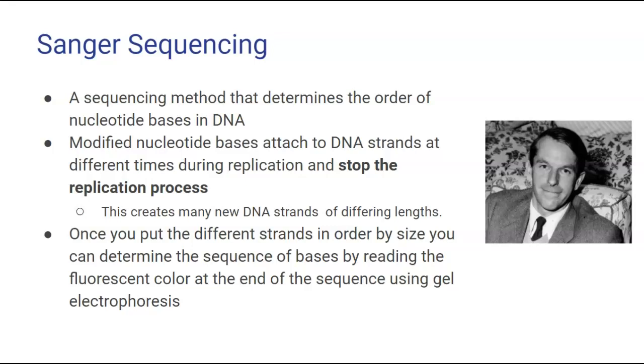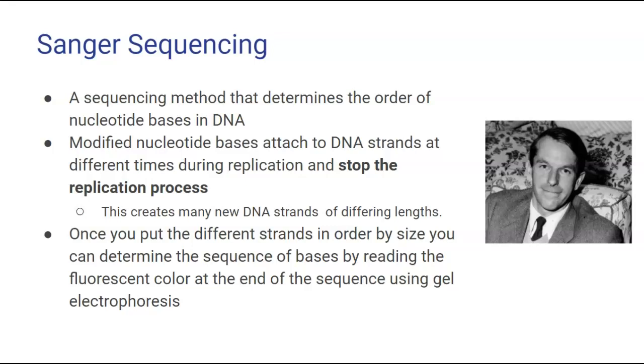Again, this was developed in the 70s, so it's not super old, but at the time it was really impressive because there was no known way to do this until he came along. So what he did is he modified nucleotide bases and made them fluorescent, right? Like glow in the dark, very bright. When he added these nucleotide bases into DNA while it was replicating, it actually prevented the DNA from continuing on in the replication process. So these modified nucleotide bases stopped the replication process.